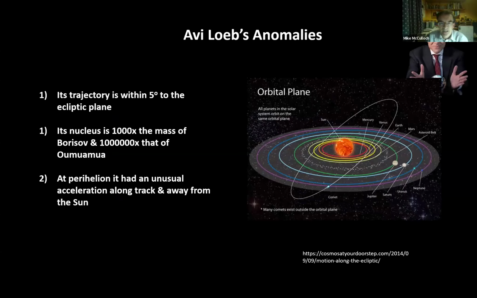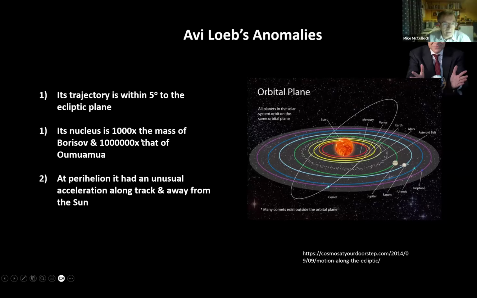But Avi Loeb has pointed out a few anomalies. He's shown on the top right that its trajectory is unusually within 5 degrees of the ecliptic plane. As I'm sure you all know, if the sun is here, all the planets orbit in a plane. And so does this comet. It orbits in the same plane, which implies that it's actually part of the solar system. Well, it implies to me that it's part of the solar system because it's part of the same condensed cloud that the planets formed from. But of course, it can't be part of the solar system because it's moving too fast, 68 kilometers per second.